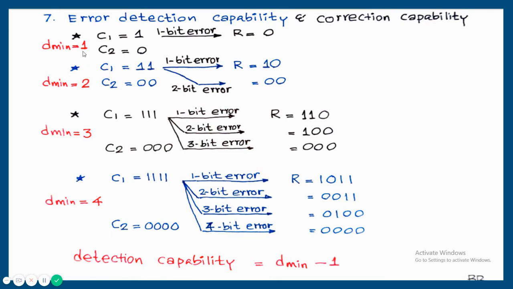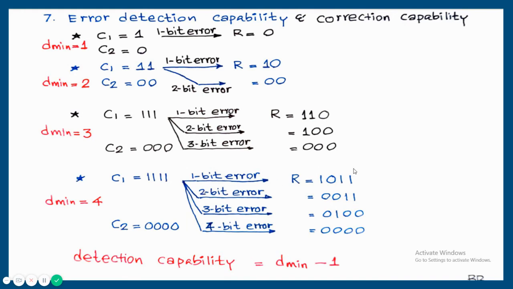When D minimum is equal to 1, no error detection, no correction. When D minimum is equal to 2, 1 bit error can be detected, but no correction. D minimum is equal to 3, up to 2 bit errors can be detected and 1 bit error can be corrected. When D minimum is equal to 4, up to 3 bit errors can be detected and only 1 bit error can be corrected. So I'm just writing a formula for doing all this calculation.